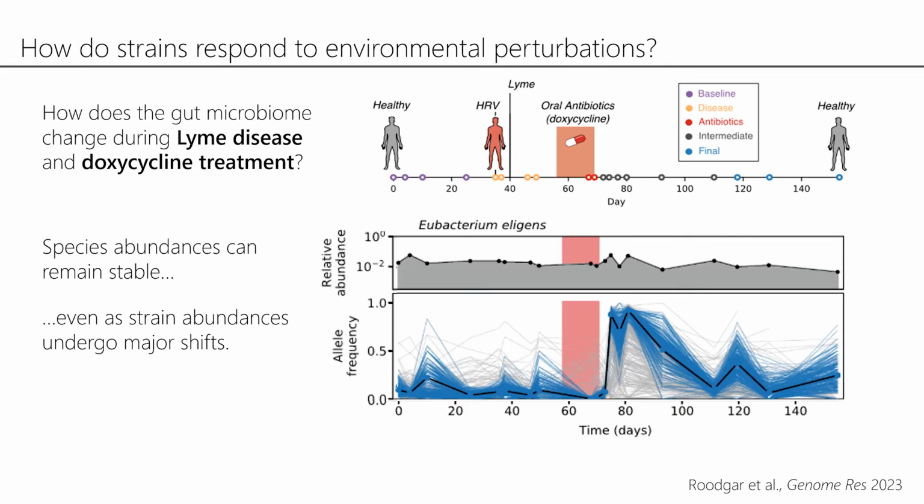This points to some interesting phenomena. Basically, you can have two different strains of a species that respond very differently to a perturbation. And this is the case even if we don't see any changes in the species level abundances. So again, I think this highlights the importance of looking at strain variation.